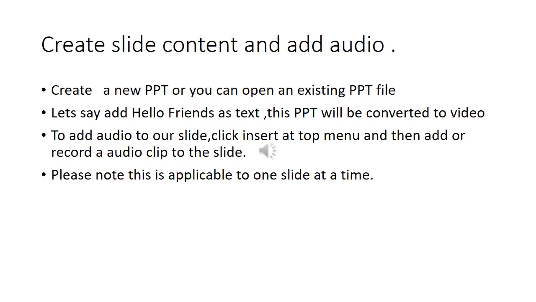Next, you want to create a new PPT or open an existing PPT. You can add or edit any content that you want. And if you want to add audio, you have to select Insert from the top menu and then choose Add Audio. Either you can add an audio clip which you already have, or you can record a new audio. The steps are mentioned in the next slide.